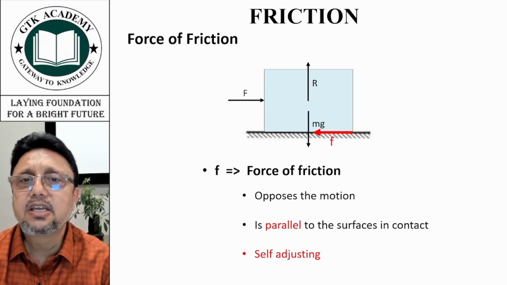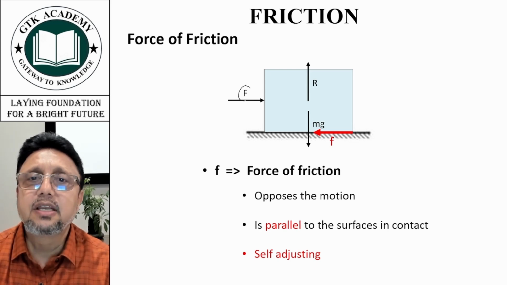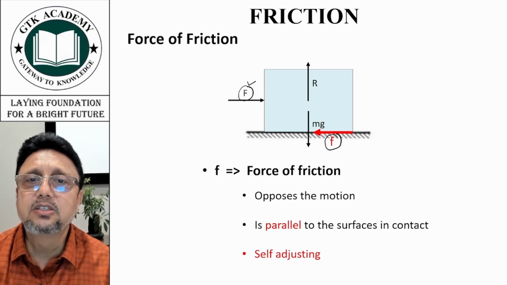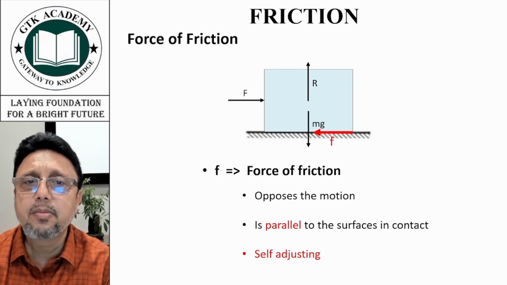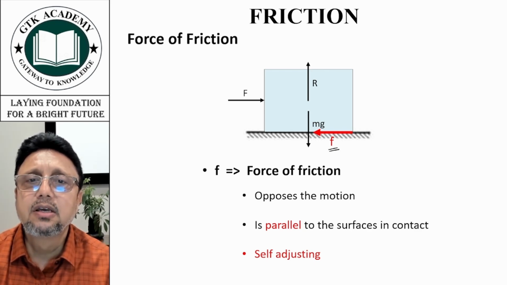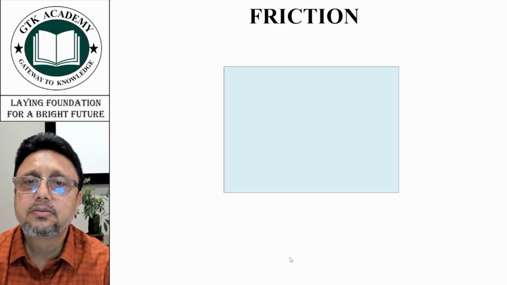Now, what do I mean by self-adjusting? By self-adjusting, I mean that if capital F is increased, this small f will increase. If it is decreased, small f also decreases. Whatever is the requirement, this small f, this force of friction, adjusts according to the requirement. Let's see from some examples.